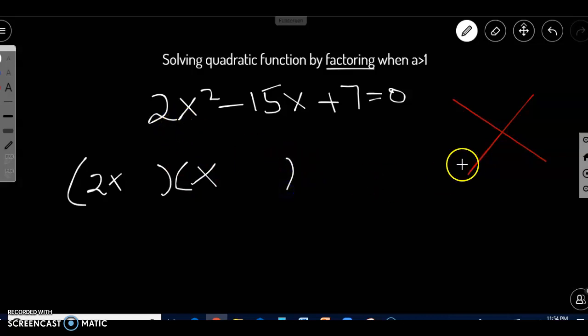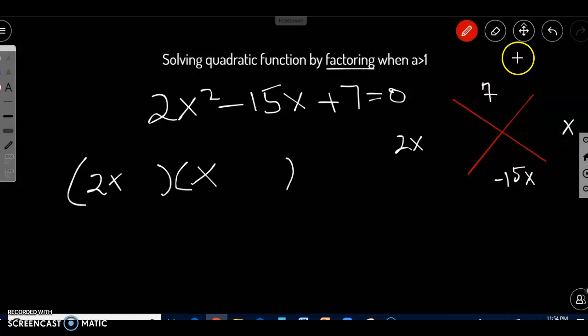Okay, and then we can still use our crisscross method. So we'll put our 7 here, but here we have to put the negative 15x here, and we have to put our 2x here, and we have to put our x here. Okay, and then we are looking for the factors of 7, which is 1 and 7. So we put 1 here, we put 7 here. 2x times 1 will give us 2x, and here will give us 7x.